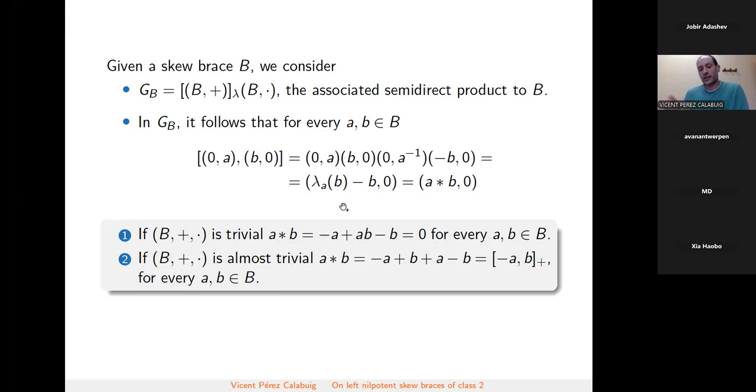In trivial skew braces, we have that both group operations coincide, and therefore we can see easily that the star product is a null operation. And what about almost trivial skew braces? Well, in almost trivial skew braces, the product is the opposite of the sum, and therefore the star product becomes an additive commutator. So these observations are very inspiring. Indeed, one can think about iterating star products until getting a null operation, and therefore nilpotency notions naturally arise.